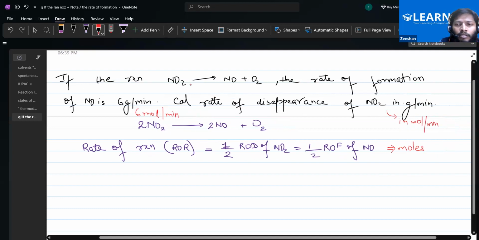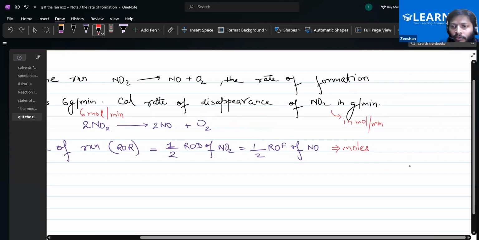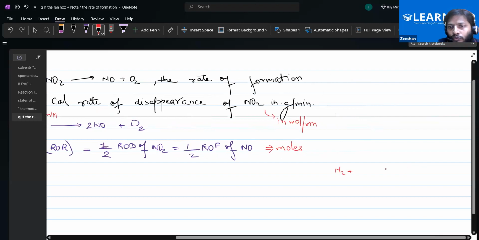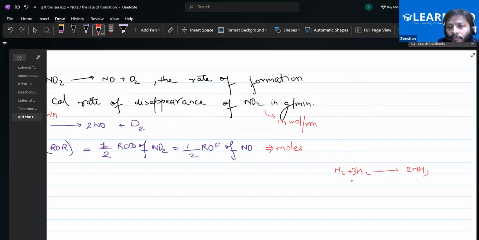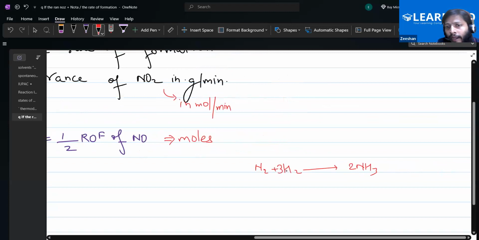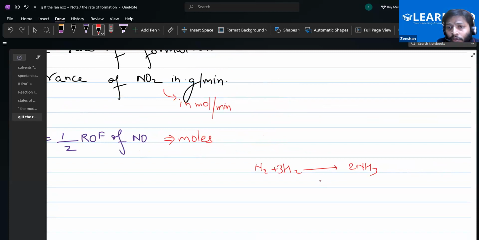See, let me give you an example. You will understand it very properly. N2 plus H2 gives 2NH3. So this is a balanced chemical equation, right? Can you see my screen? Yes, sir. So N2 plus 3H2 gives 2NH3. This chemical equation is balanced.